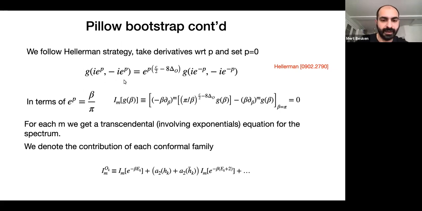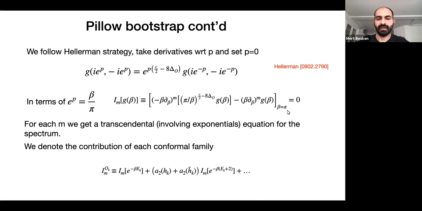And here we see just that. The idea is to take derivatives of this relation with respect to p and set p to 0. This is just like taking the derivative with respect to z and setting it to 1/2. In terms of beta, what we do is take the pillow correlator and act on it with derivatives. The p derivatives on the left-hand side become beta del beta. P derivatives on the right-hand side become minus beta del beta. We can act with arbitrary derivatives as we like, and setting p to 0 corresponds to setting beta to 0.